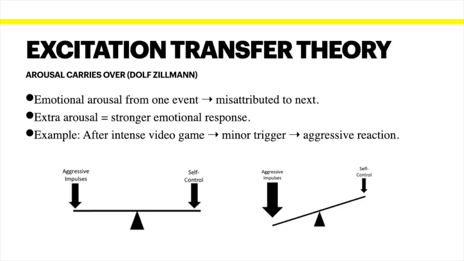Next is excitation transfer theory. This theory says arousal from one situation can carry over into another. For instance, you play an intense video game and then immediately get into a small argument with your friend. You might react more aggressively, not because of the fight, but because your body is still charged up from the game. The earlier arousal transfers and amplifies your next emotional reaction.